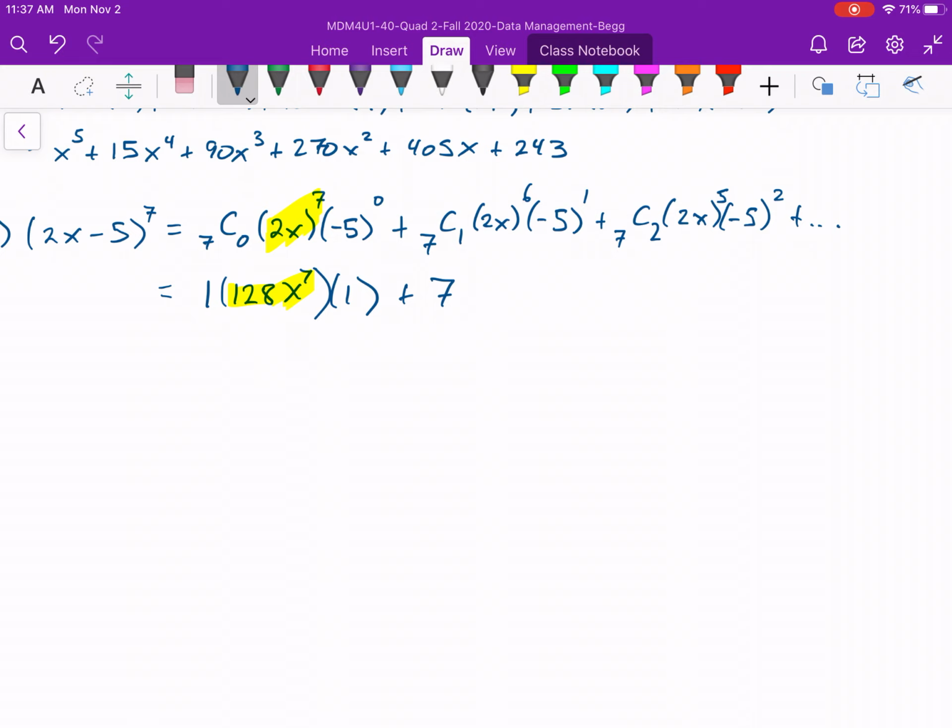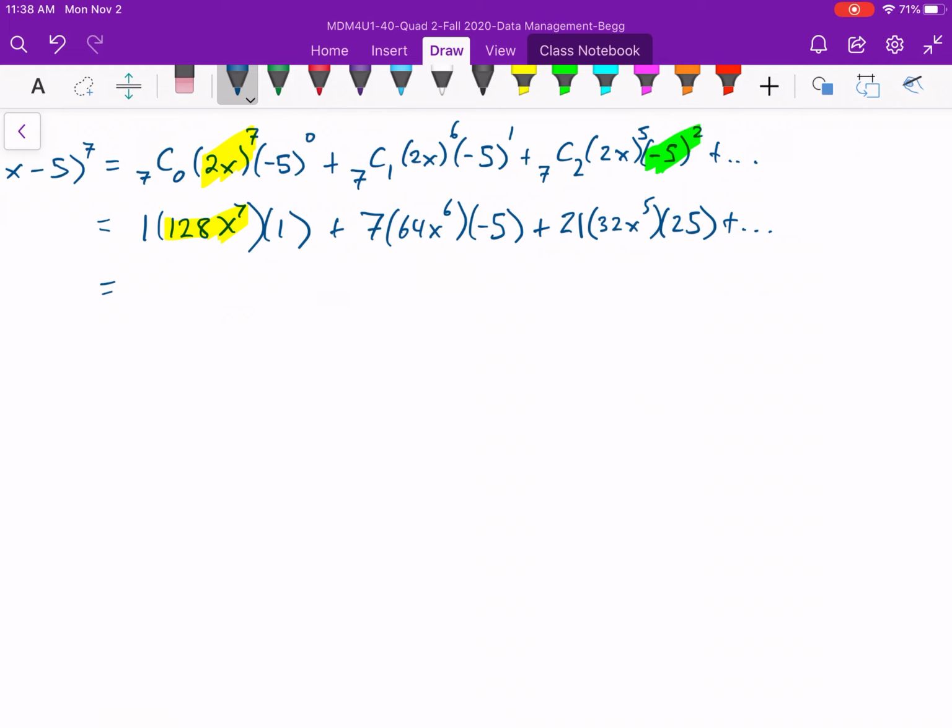The next one would be 7, and then I'd have 2 to the 6, which would be 64, x to the 6. Negative 5 to the 1 is negative 5, so I'd keep that the way it is. And then the next one would be, I think, 21, if I recall. And then 2 to the 5 would be 32, x to the 5. Negative 5 squared is going to be positive 25. Anything to an even exponent is going to come out positive.